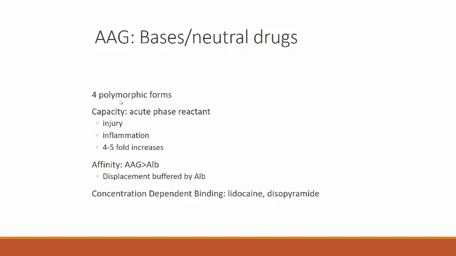So there's also love triangles with AAG, so you can have displacement reactions when two drugs are vying for the alpha-1 acid glycoprotein binding site. Usually drugs are bound to both AAG and albumin. So if a drug becomes unbound, if a drug loses the love triangle with AAG, it might then be bound by albumin in some cases. So there can be this buffering effect.